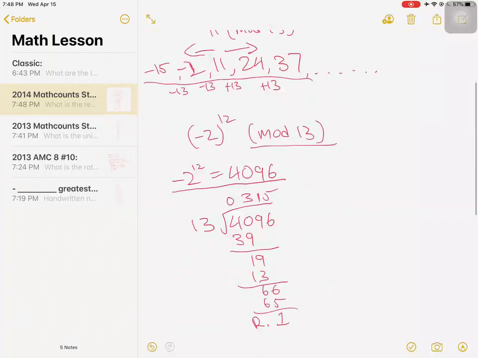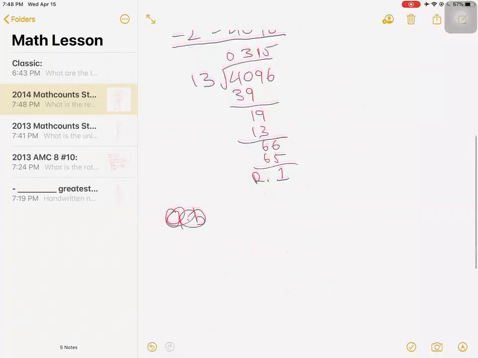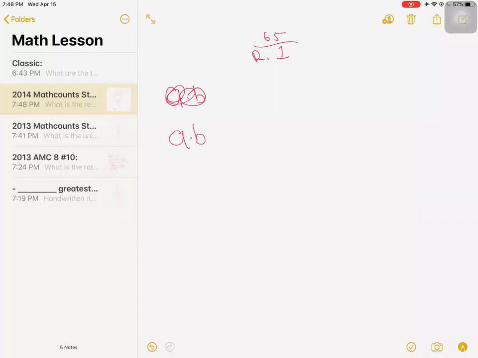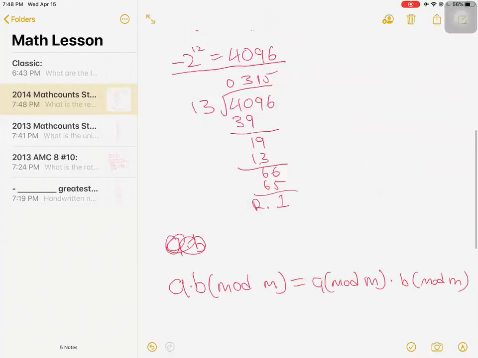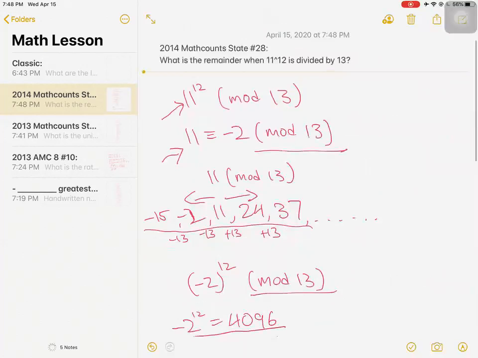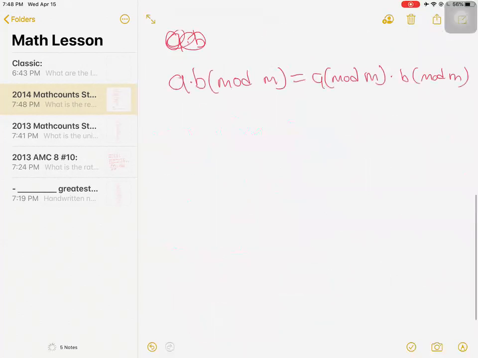And I'll go over the basics. We can use our original property that a times b mod m is equal to a mod m times b mod m. So in this case, we have 11 to the power of 12, right? We can pretend that this is 11 times 11 times 11, 12 times 11.